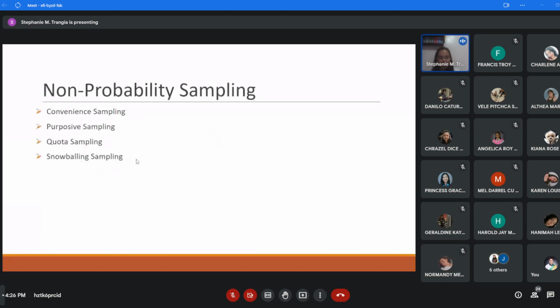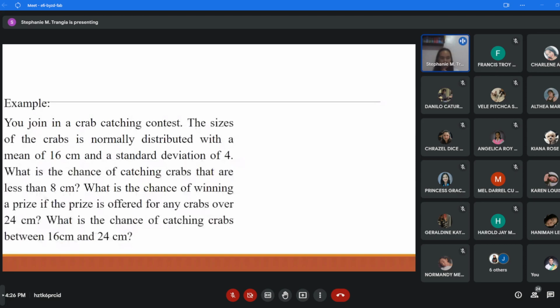Okay, so you join in a crab catching contest. The sizes of the crabs is normally distributed with a mean of 16 and a standard deviation of 4. What is the chance of catching crabs that are less than 8 centimeter? B, what is the chance of winning a prize if the prize is offered for any crabs over 24 centimeter? And what is the chance of catching crabs between 16 centimeter and 24 centimeter? Okay.